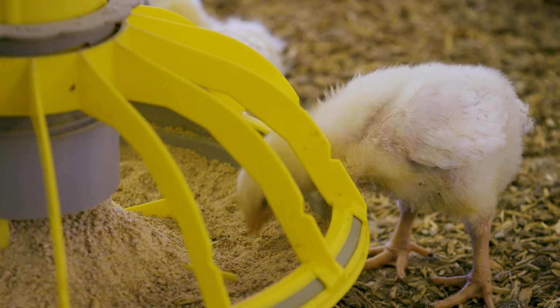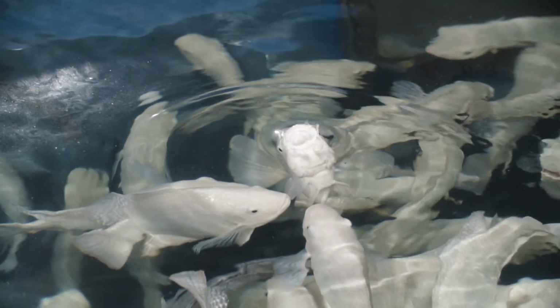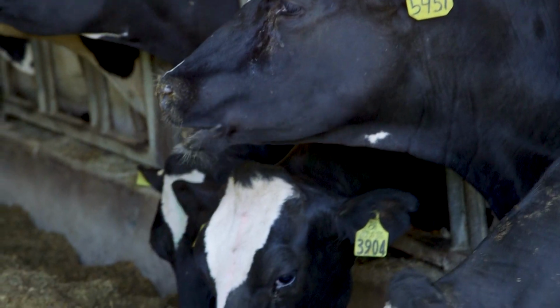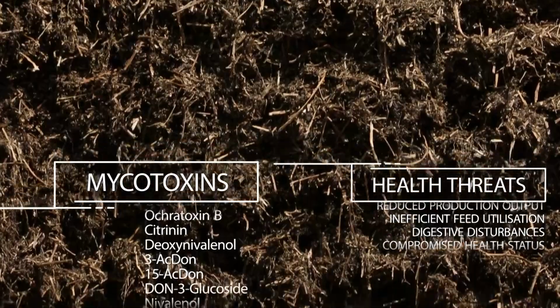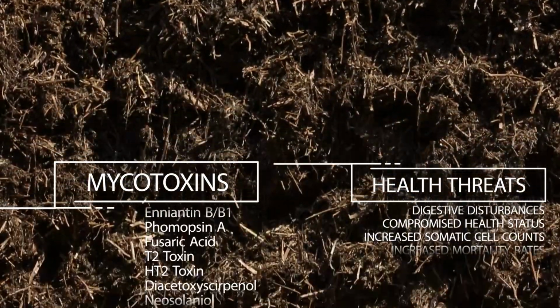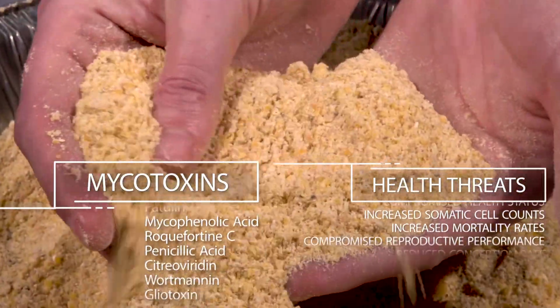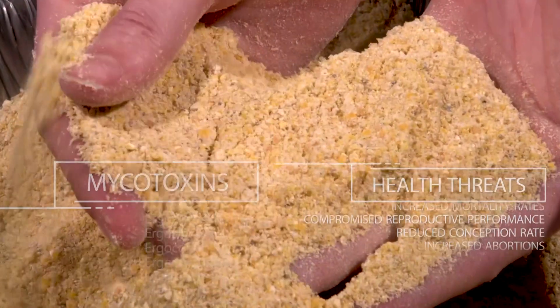Mycotoxins are a serious threat to animal health. These invisible toxic compounds can impact gut health and immunity, leading to a diverse range of harmful and costly symptoms. There are more than 500 known mycotoxins, each one exhibiting different types of toxicity.